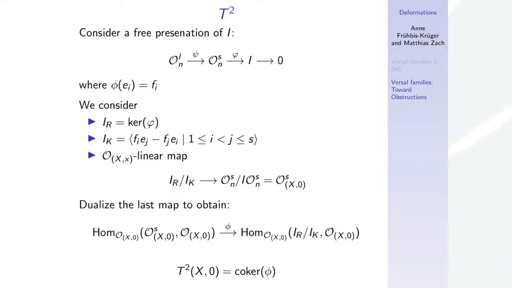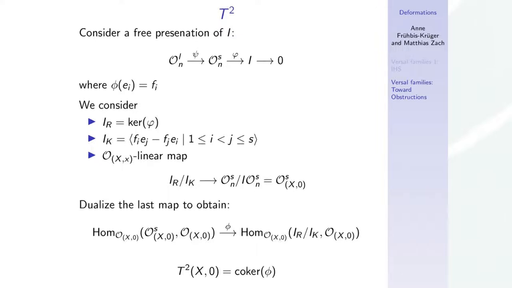Now, dualizing this, we get another map, capital Phi, and T2 is just the co-kernel of this other map, Phi. For the time being, before you have seen that in some other lecture, please just take it as it is that we can compute free presentations by means of standard bases. We can compute kernels. Of course, this ideal IK is computable without any problem. We can then compute this OX linear map, and then we can do the dual of it and look at the co-kernel. So all these steps you saw here are computable.